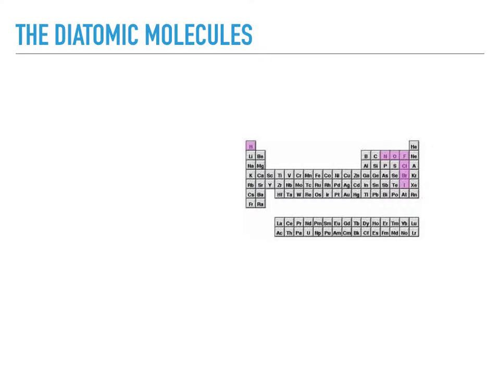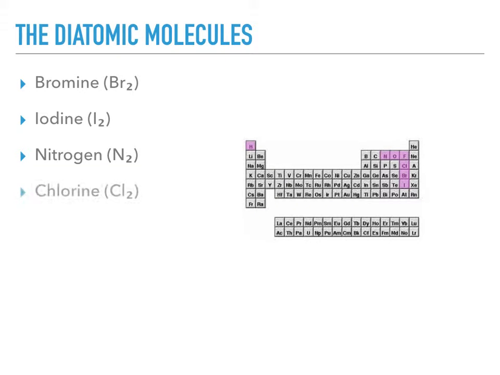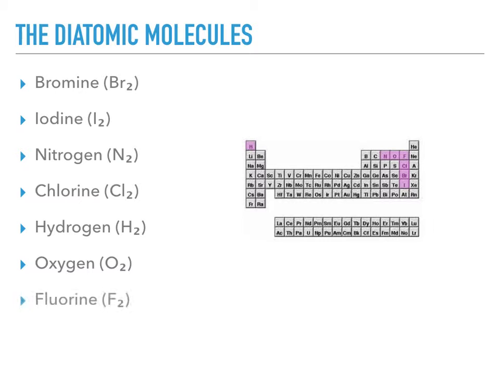There are 7 diatomic molecules, and they are bromine, iodine, nitrogen, chlorine, hydrogen, oxygen, and fluorine. You can also see them highlighted on the periodic table to the right.